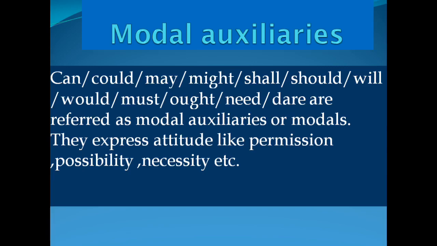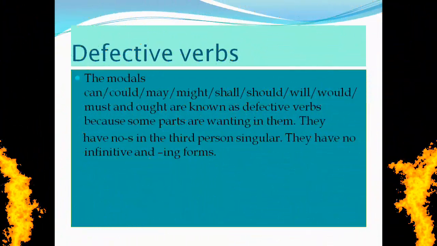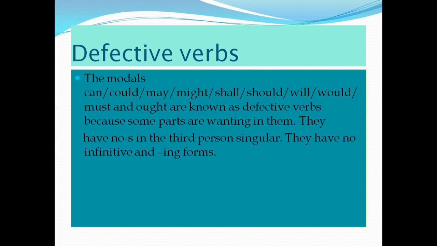So, dear viewers, these modal verbs are also known as defective verbs. Though they are part of the verb, they are called defective verbs. Once again, let's see this: can, could, may, might, shall, should, will, would, must, and ought. They are known as defective verbs for some reasons, because there are some parts which are wanting in them.